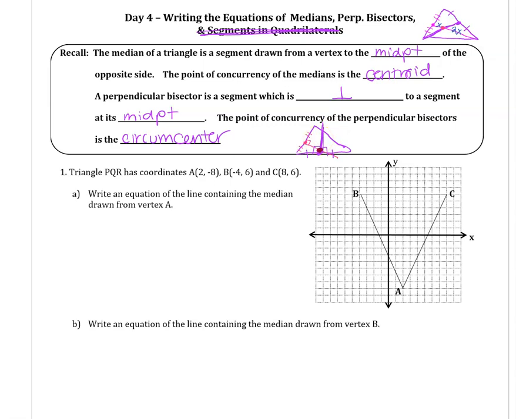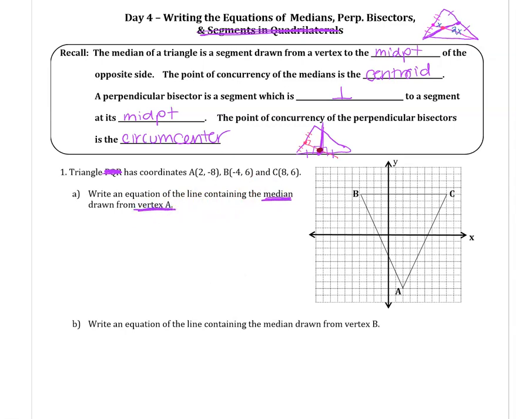Okay, so putting this into some context with the coordinate grid, let's say I have a triangle. This says PQR, but really it's ABC, so excuse the little typo there, where A is at (2, -8), B is at (-4, 6), and C is at (8, 6). I want to write the equation of the line containing the median drawn from vertex A.